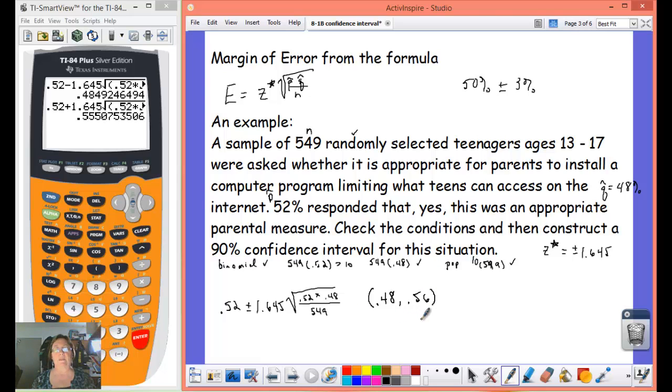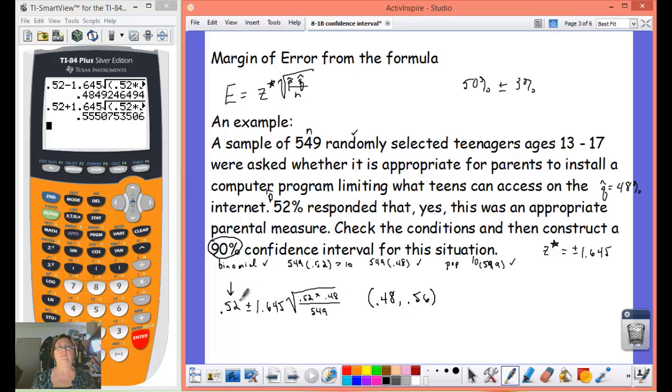We believe that based on our sample, we have, in this case, a 90% likelihood, since we were going at the 90% confidence level, of catching the true population proportion of teenagers who believe this inside our interval. We're 90% sure that the population proportion of all teenagers 13 to 17 who think it's okay for their folks to limit what they see on the internet is between 48% and 56%.